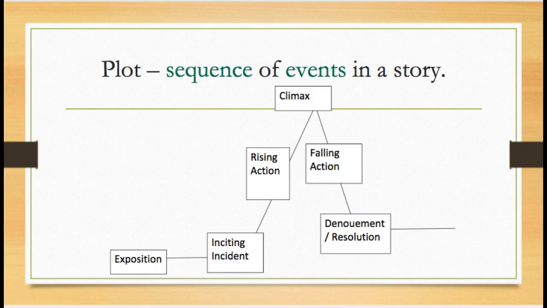You've all seen a story arc before, and of course we need to remember all of the components of a story arc. So in a plot, you have the exposition, followed by the inciting incident. That's what causes the conflict to begin. It's not the conflict itself, it's what causes the conflict to begin. That's where you have the rising action, lots of events start to build up.